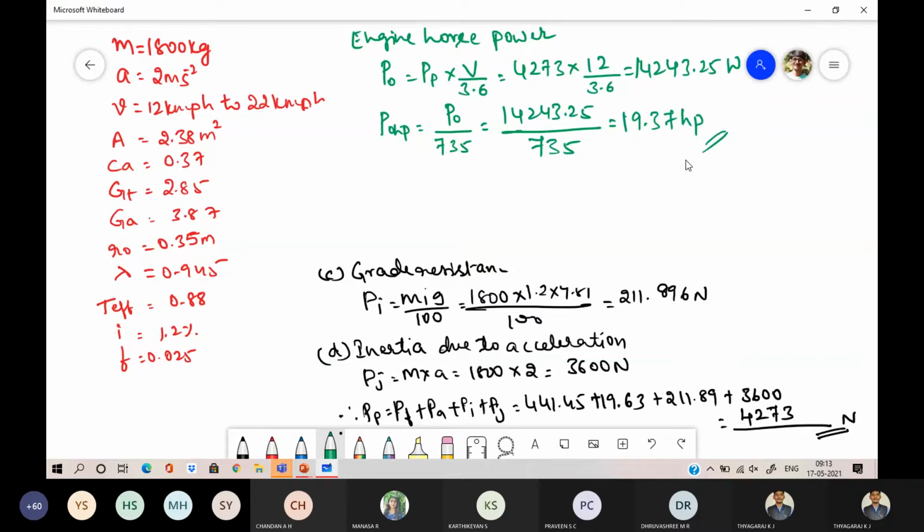So up to here we have solved the problem, right? Yes or no? So kindly note down up to here. The next step is very important. They have given the transmission efficiency.